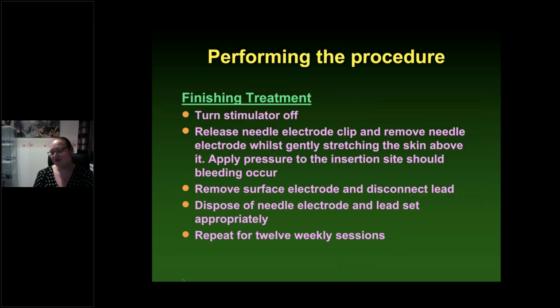When the 30 minutes of treatment is finished, you're going to turn off the stimulator, release the needle electrode clip, and remove the electrode whilst gently stretching the skin above it. And if there's any bleeding at the site, then you can just apply some slight pressure to it. We remove the surface electrode, disconnect the lead, and dispose of the needle and the lead set in your appropriate sharps bin. And then you repeat this process for 12 weekly sessions for their initial course.